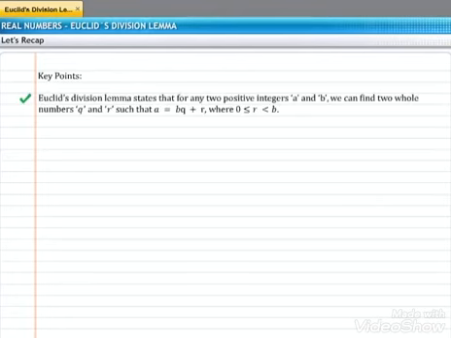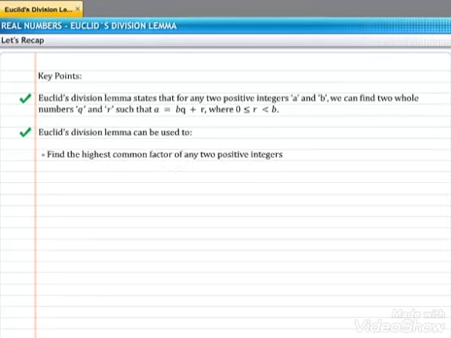Recall that Euclid's division lemma states that for any two positive integers a and b, we can find two whole numbers q and r, such that a is equal to bq plus r, where r is greater than or equal to 0 and less than b. Euclid's division lemma can be used to find the highest common factor of any two positive integers. It can also be used to show the common properties of numbers.